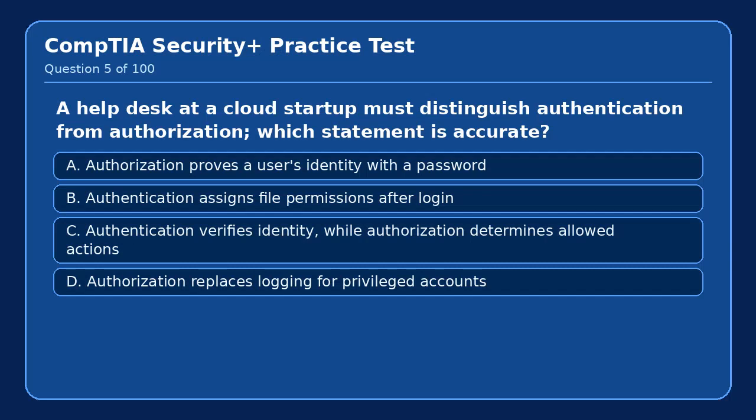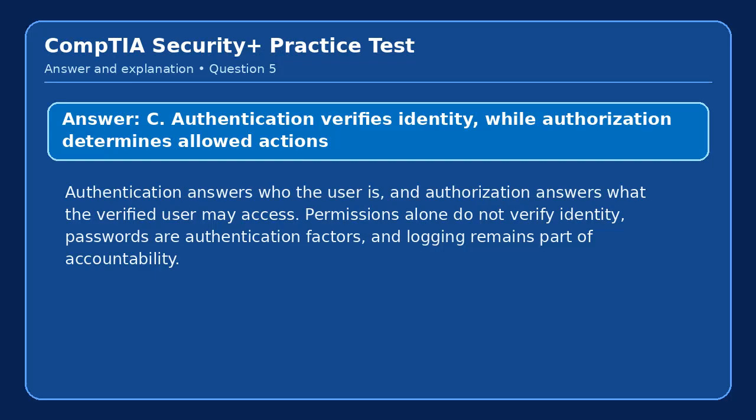Take a moment to choose your answer. The answer is C. Authentication verifies identity, while authorization determines allowed actions. Authentication answers who the user is, and authorization answers what the verified user may access. Permissions alone do not verify identity. Passwords are authentication factors, and logging remains part of accountability.